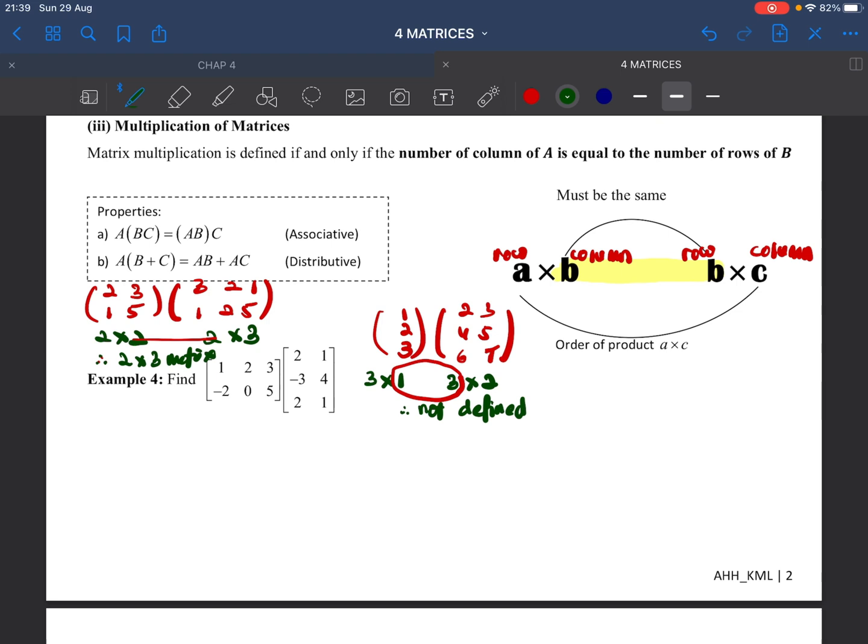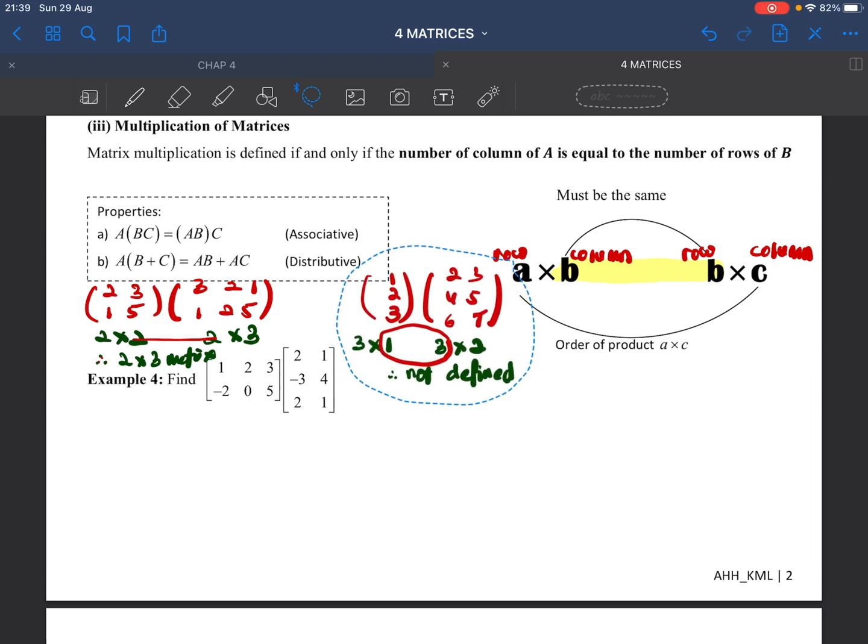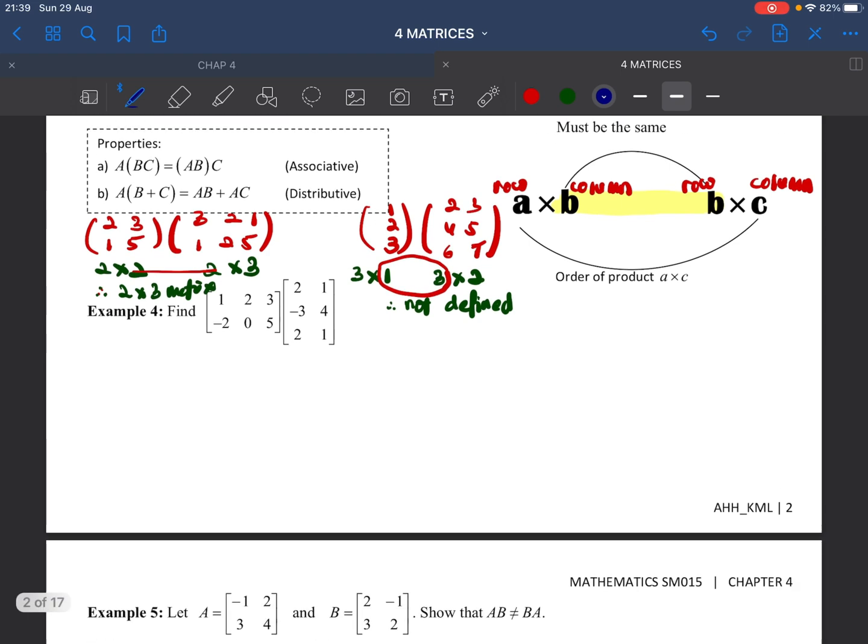Okay, so let's see example 4. Okay, multiplication of matrices ni ialah soalan yang senang tapi selalu salah kira. Okay, so you have to be extra careful lah dekat sini. So we have matrix 1, 2, 3, negative 2, 0, 5 times by 2, 1, negative 3, 4, 2, 1.